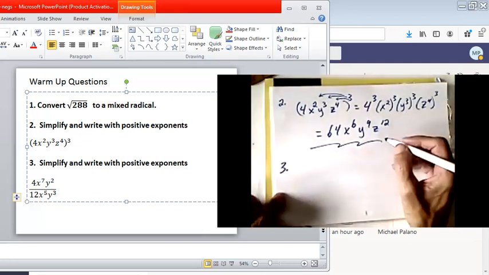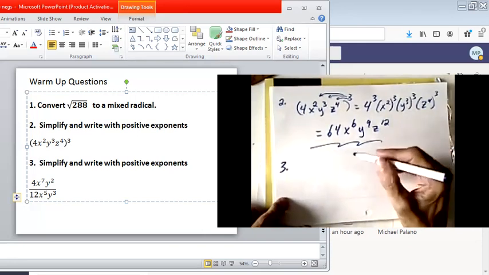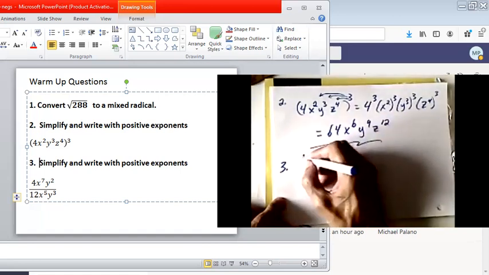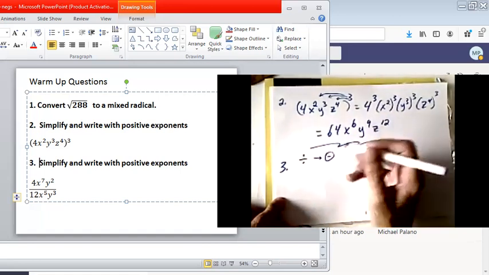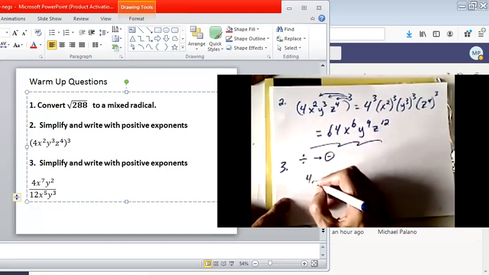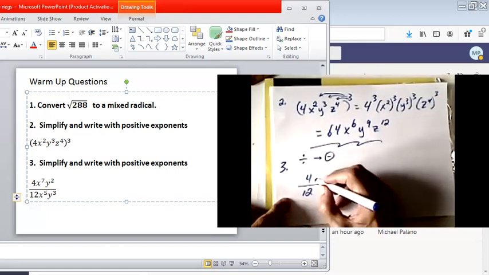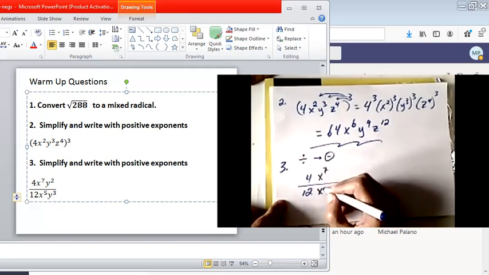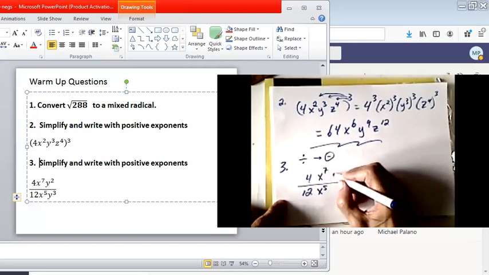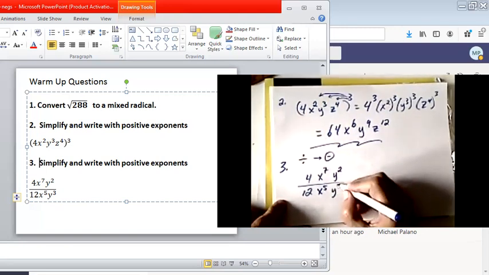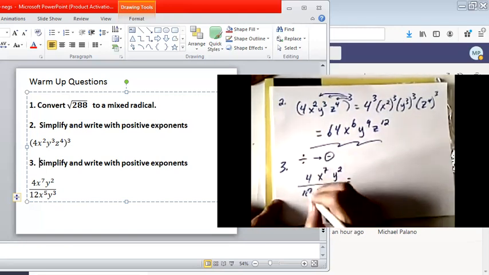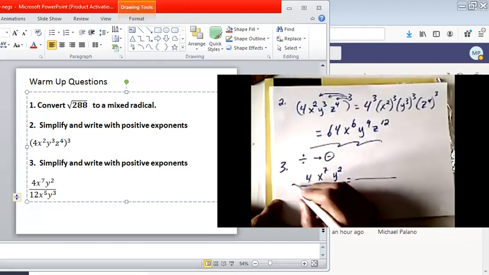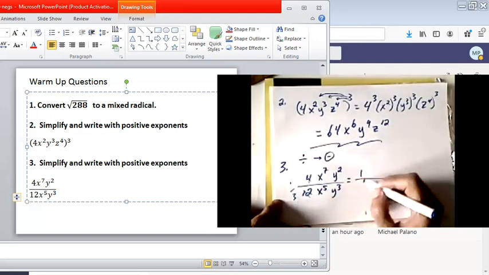For the last one, number 3. You've got to remember that when you're dividing, the exponents are subtracted from one another. So let's see how we can use that. We have 4 over 12. That for sure can reduce. Reduce is another way of saying simplify. The x's are nice. The y's will be a little strange. So 4 over 12. 4 goes into both. And that will leave a 1 over 3.